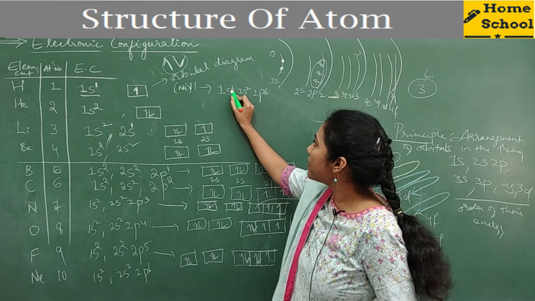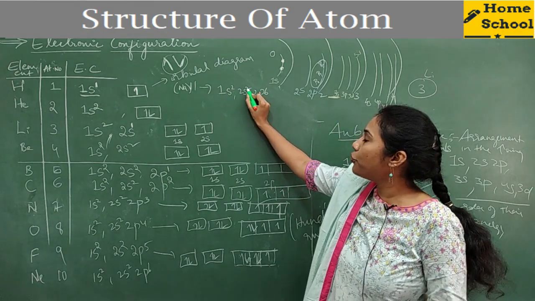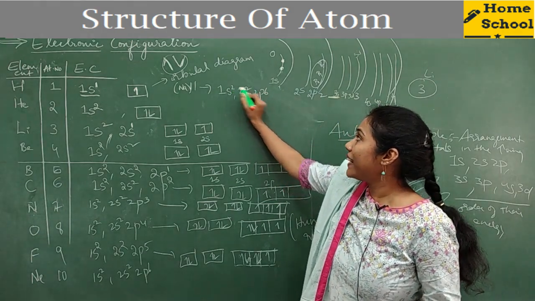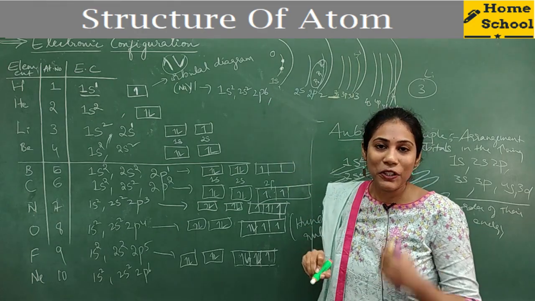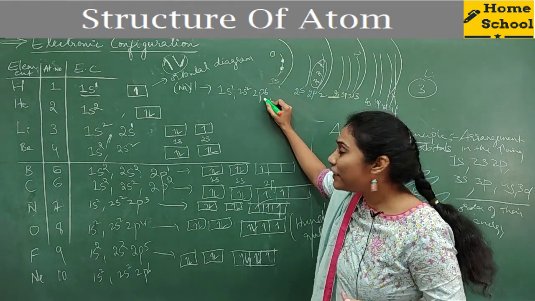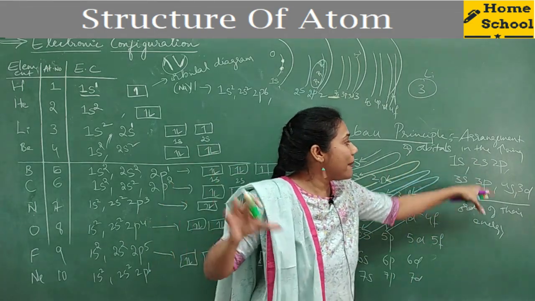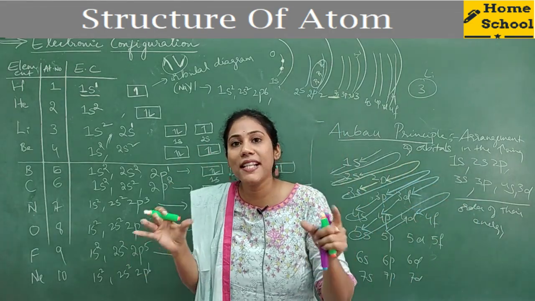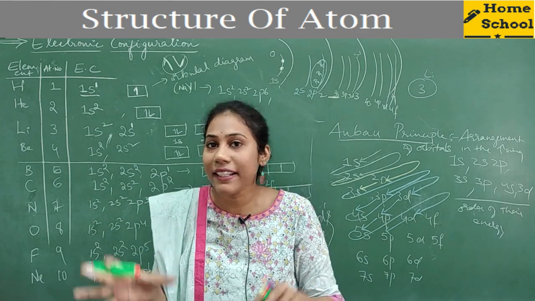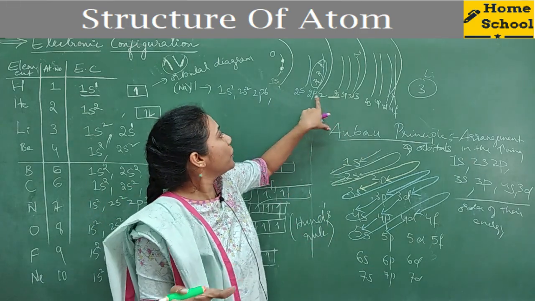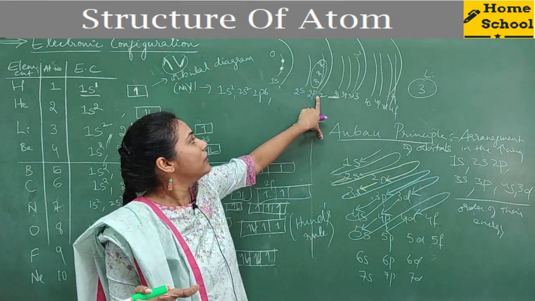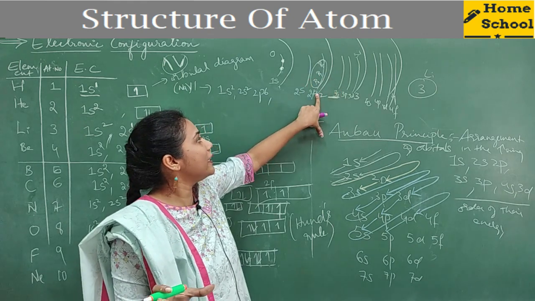How many electrons are over? 6 plus 2, 8, 8 plus 2, 10. So where will our 11th electron go? Do you mention here 2p7? No. The p subshell's capacity is only 6, right? So this 2p is completely filled now. Okay, the 2p subshell is completely filled.